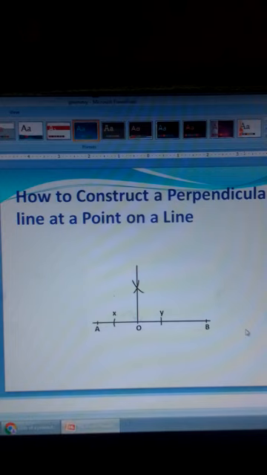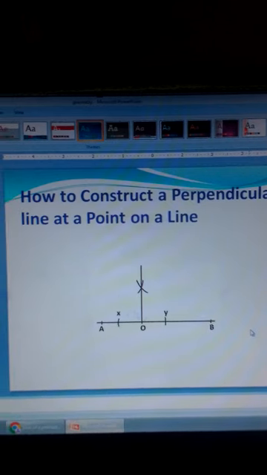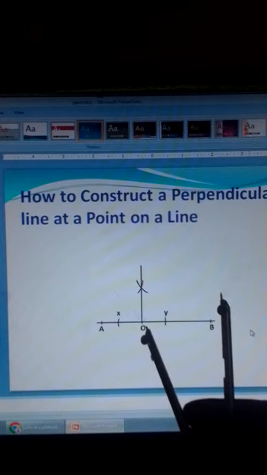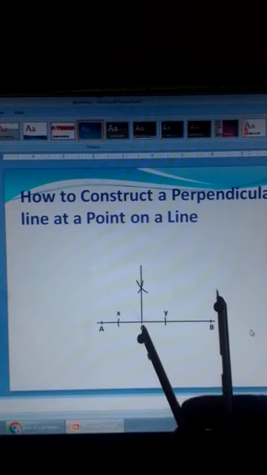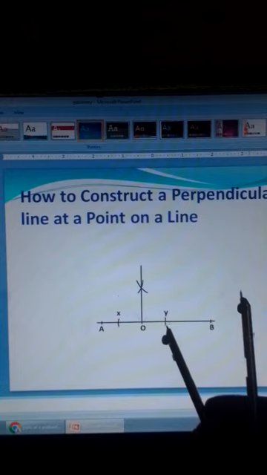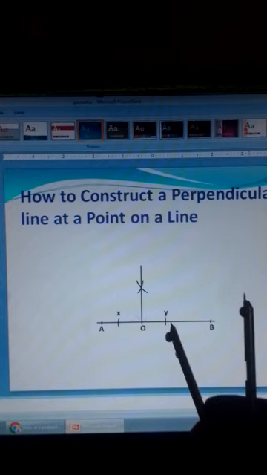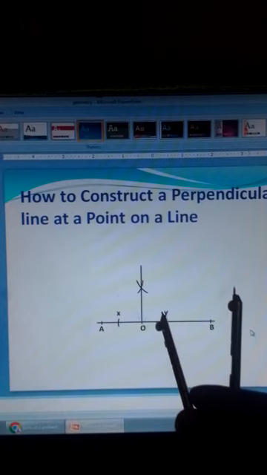Now let's see how we can construct a perpendicular line at a point on a line. So in this particular case, we have line AB and we want to construct a perpendicular line at this point O. Alright? So what we do is that we are going to use O as the center, and then we mark two arcs. This arc and this arc here. The distance from O to this point is the same as from O to this point. And we label these two points X, Y.